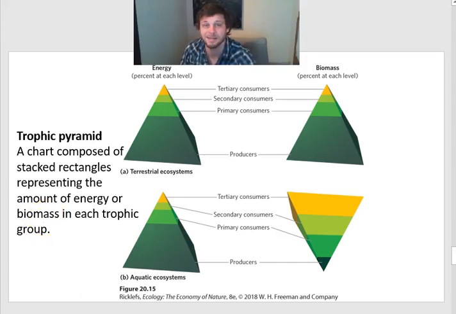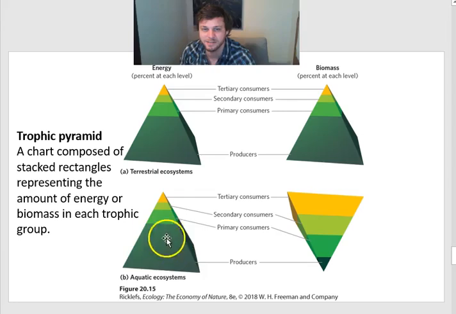Pyramids that look at biomass, depends where you are. So in the terrestrial ecosystem, that first base, your primary producers have a lot of energy. They also have a lot of the biomass. As you move up to your primary consumers, less energy, less biomass, secondary, tertiary consumers.